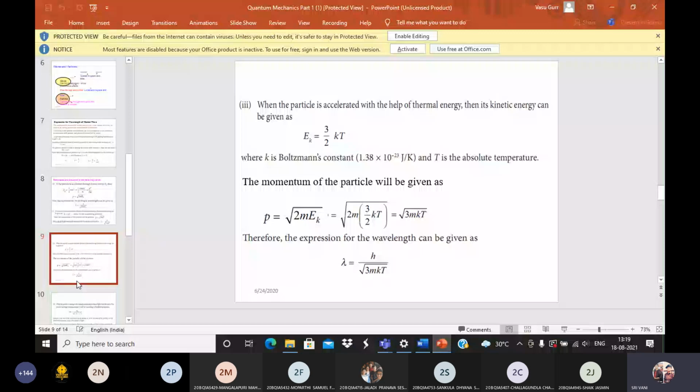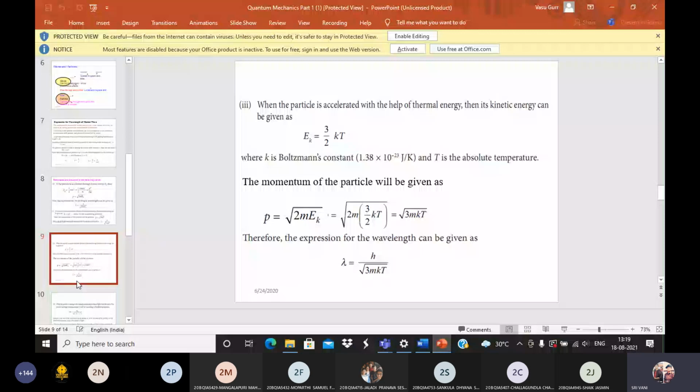Here we have determined some standard values, that is, the universal constants. That is h, Planck's constant. Next, m: if you are applying this for the electron, then the mass of the electron. Next, charge, the charge of the electron. Next, temperature. We are determining the relation between the wavelength and the absolute temperature. So we discussed the properties of the matter waves.